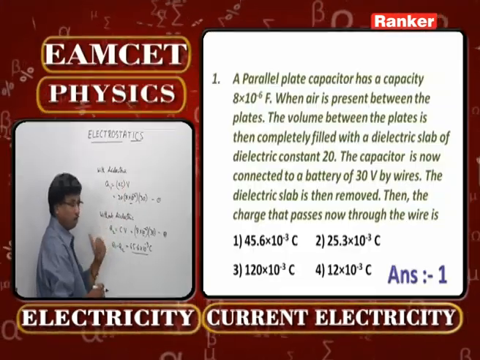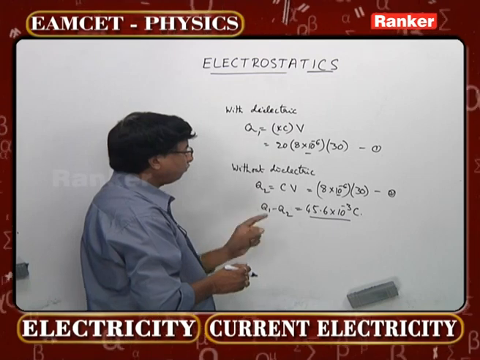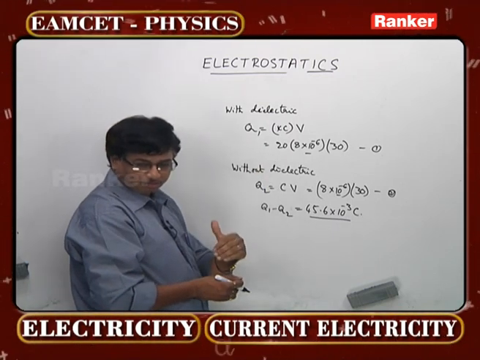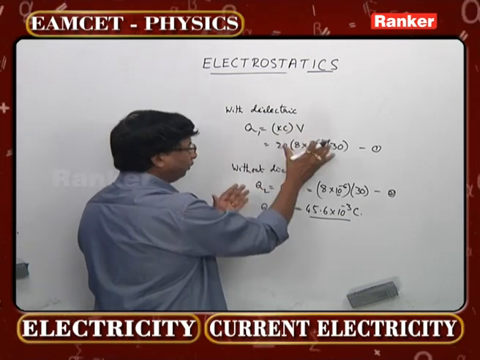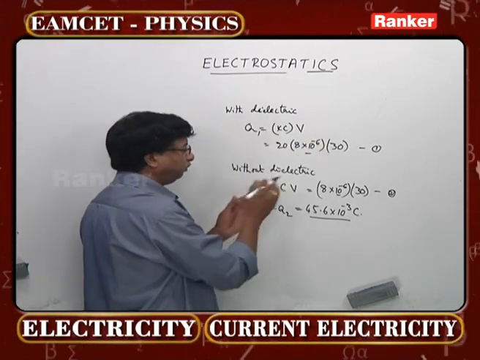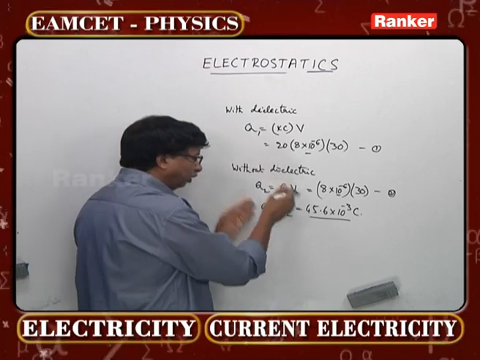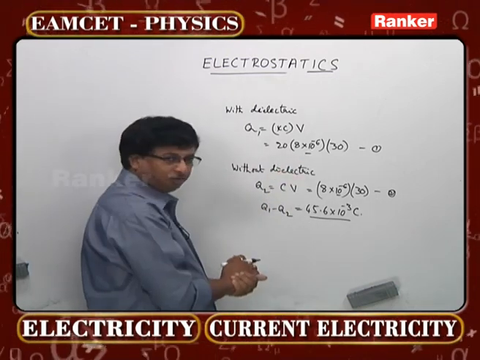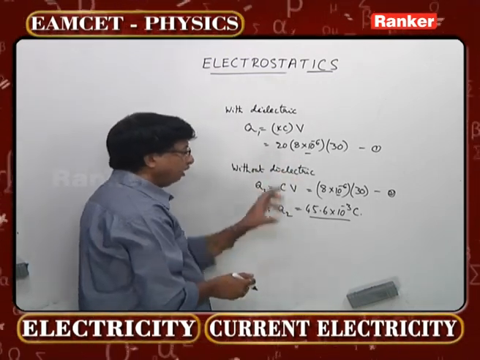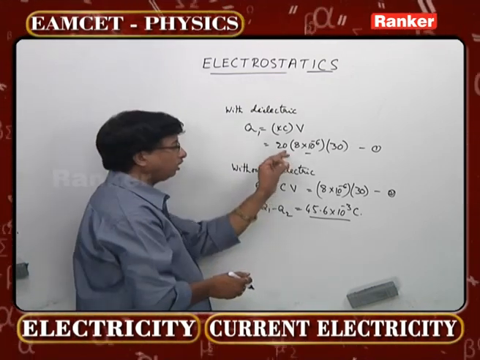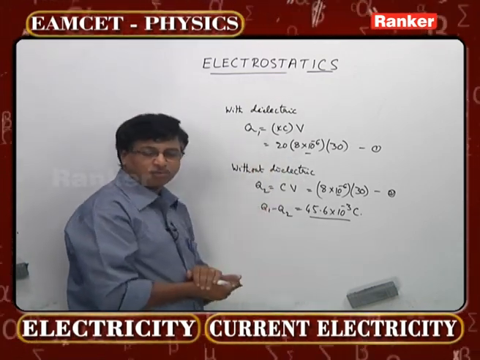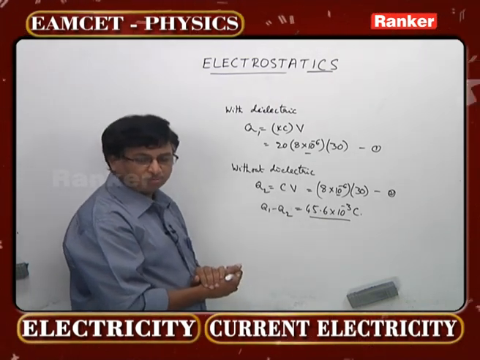Observe the wording carefully. With dielectric, without dielectric. He is asking you the charge that is passing through. So with dielectric, what is the charge that is passing through? That is there on the plates. And without dielectric, what is the charge on the plates? Calculate them separately. Take the difference. That itself is the excess charge flowing across the system. That is the point we have to remember. That is question number 1.